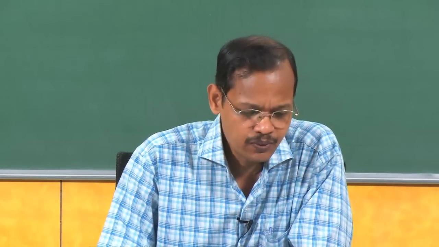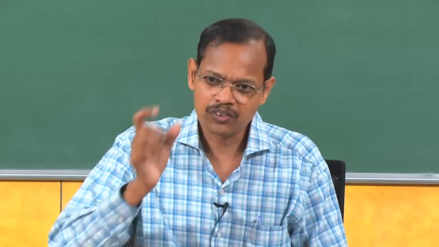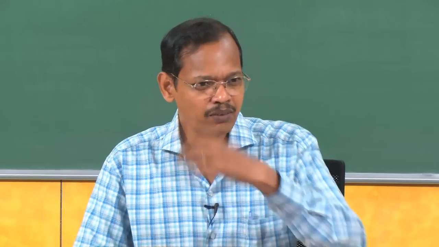So, how to do this? The basic idea is to match the query sequences against the database sequences and the alignment table, and give high weightage to the positions which are highly conserved rather than the variable ones. Then you can see some type of matrix. This will tell you, for example, if alanine is present at position number 15, what is the probability of having alanine at position number 15? Is this fine or not? If it is good, then you can exactly match.